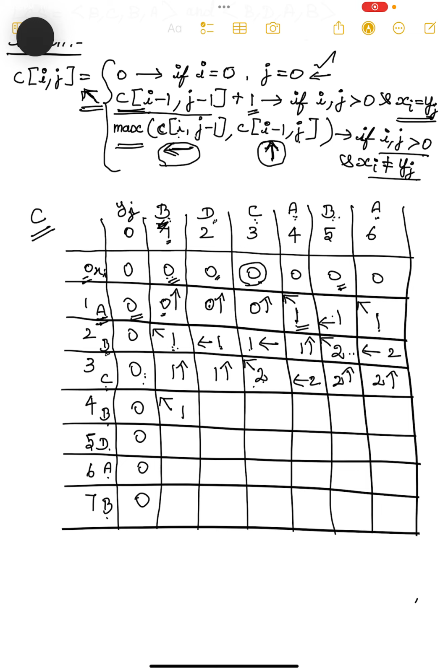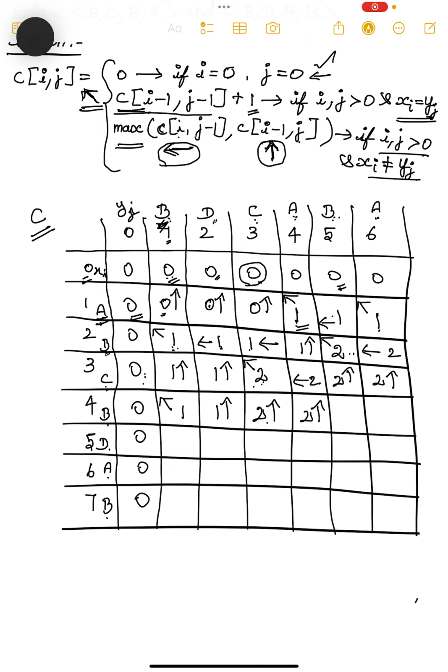Then D and B not same. I am taking this one, up arrow. C and B not same. Maximum is 2. And then up arrow. A and B not same. I am taking this value. Both are same. This value as well as this value both are same. So I am taking this one.